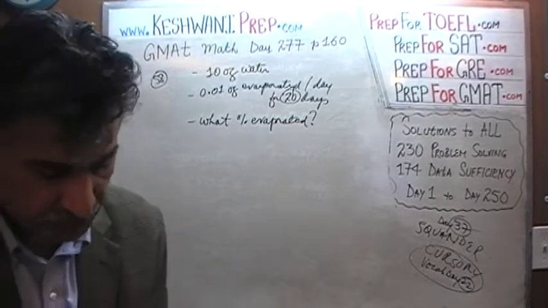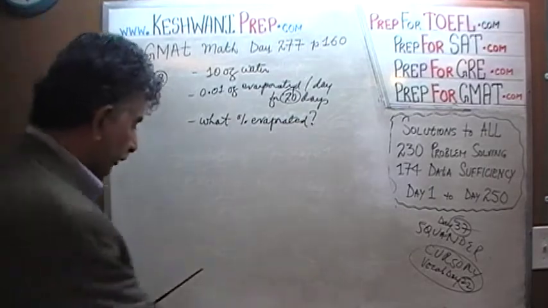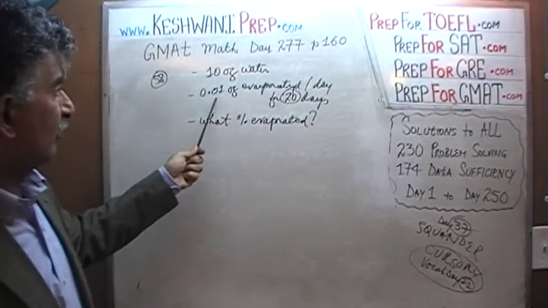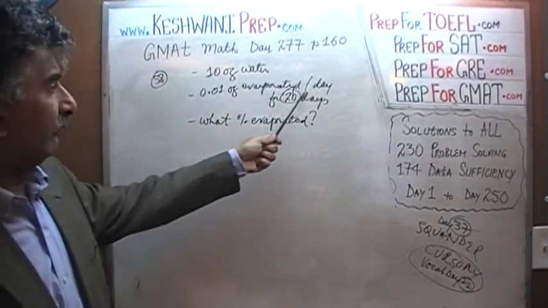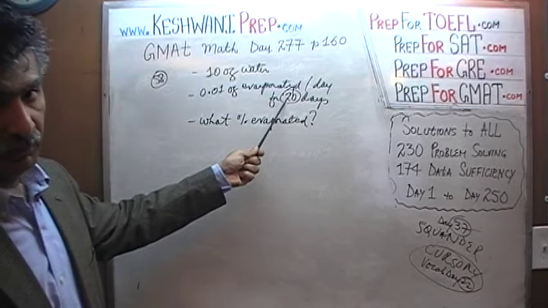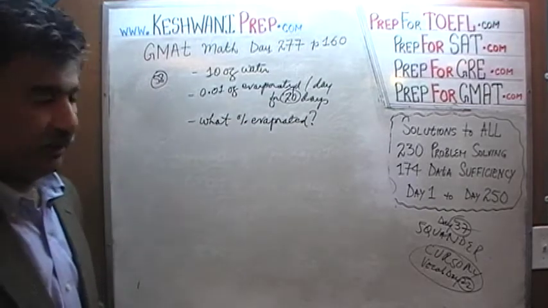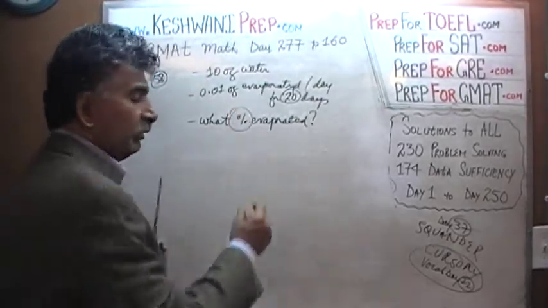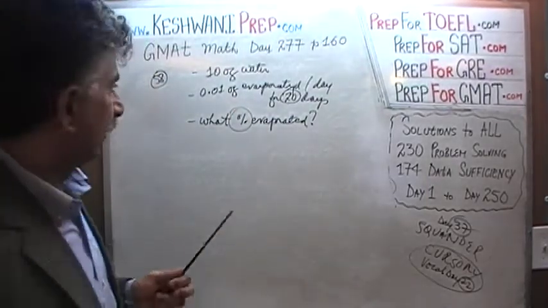Very first problem on the page, number 58. We are told that we have 10 ounces of water. We are further told that out of the 10 ounces, 0.01 ounce evaporated every day, and it had been going on for 20 days. 0.01 ounce evaporates every day for 20 days. The question is, what percentage of the water has evaporated? Let's find out, shall we?